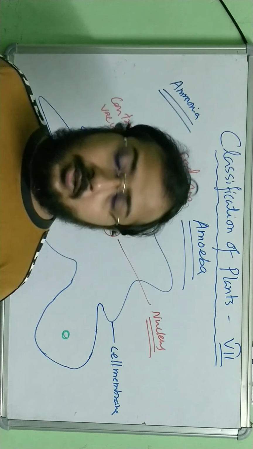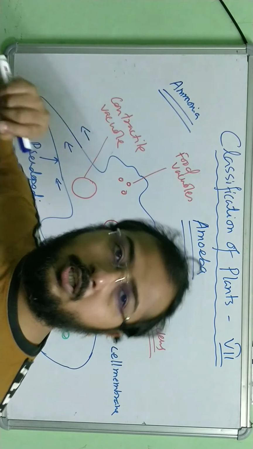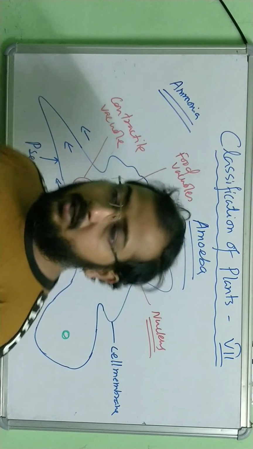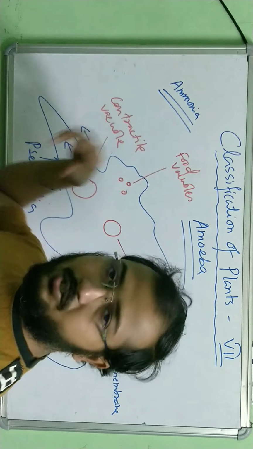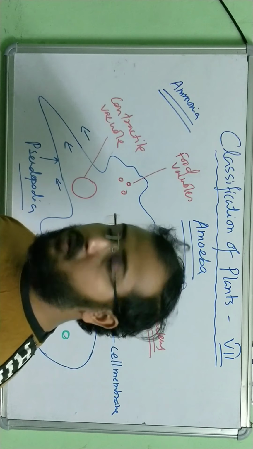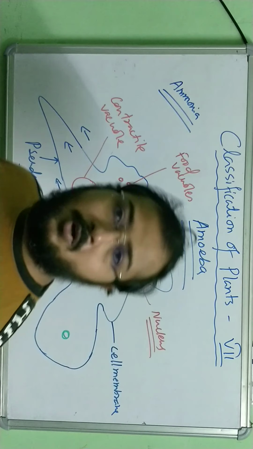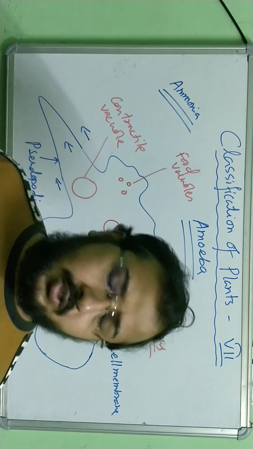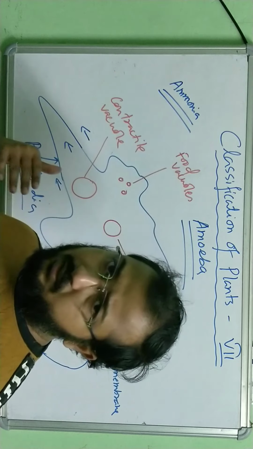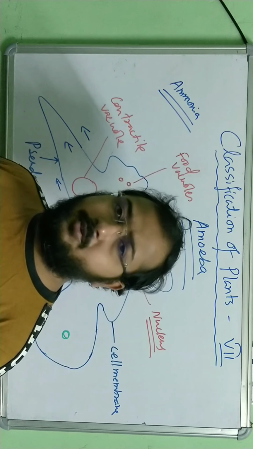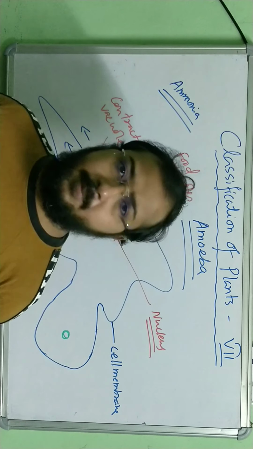So ammonia is soluble in water. Okay, so it gets dissolved in the water and it's stored in the contractile vacuole. And from here, by the process of simple diffusion, the waste along with the water comes out of the cell. A simple excretory mechanism.